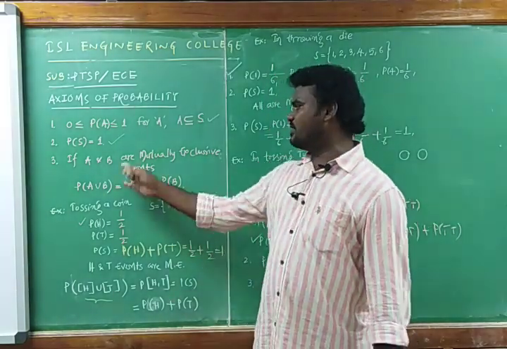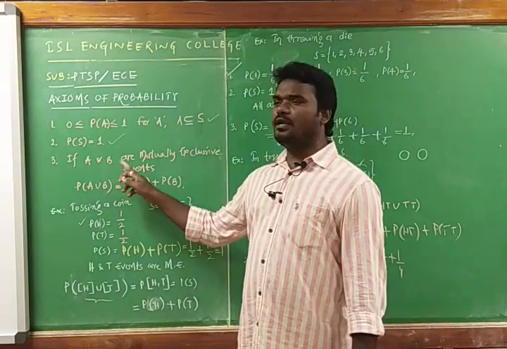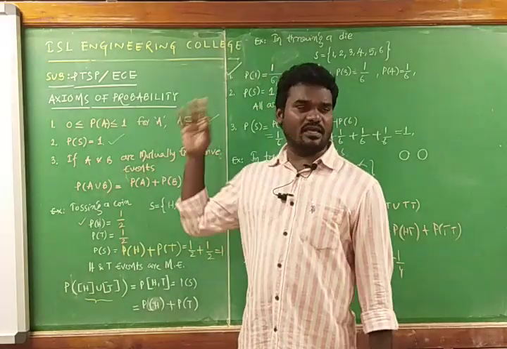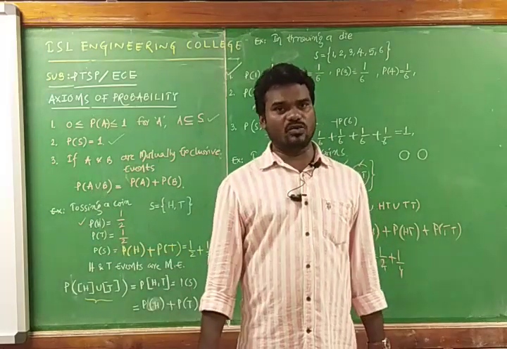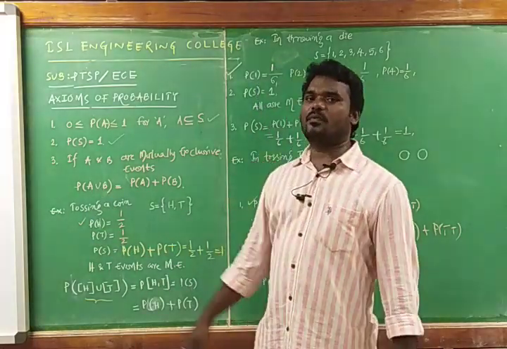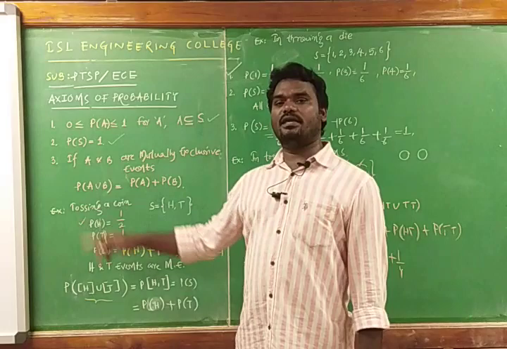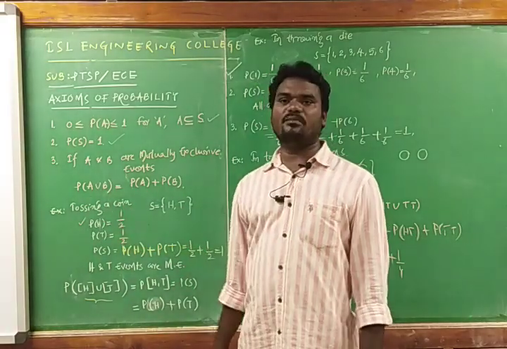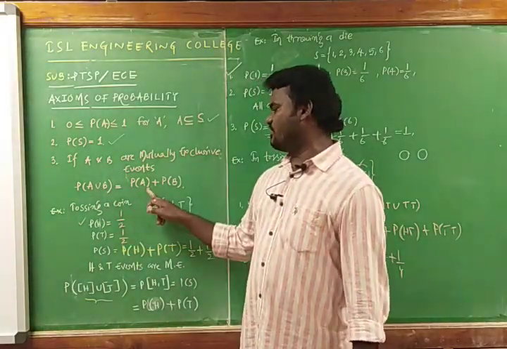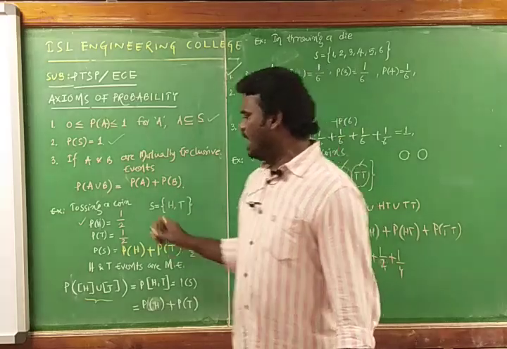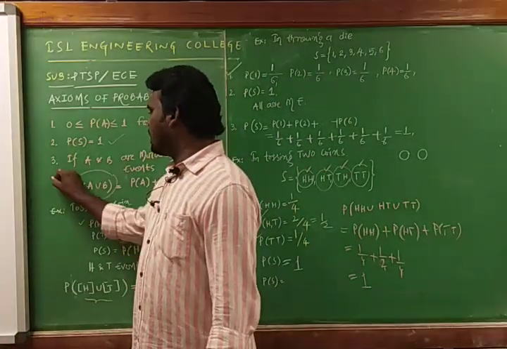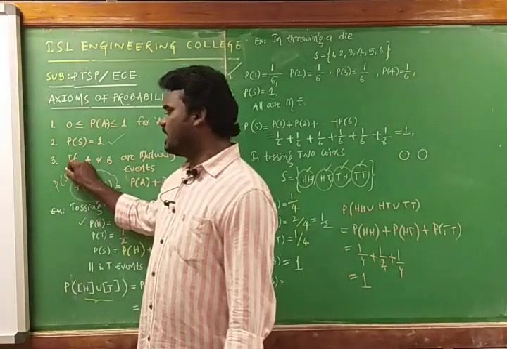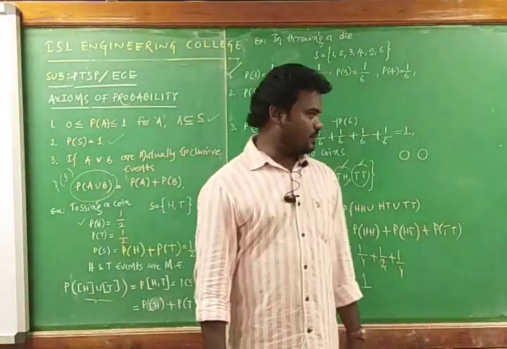And the third one: if A and B are events in the sample space and are mutually exclusive, then the probability of A union B equals the probability of A plus the probability of B, and the probability of A union B is nothing but the probability of S, the probability of the sample space.